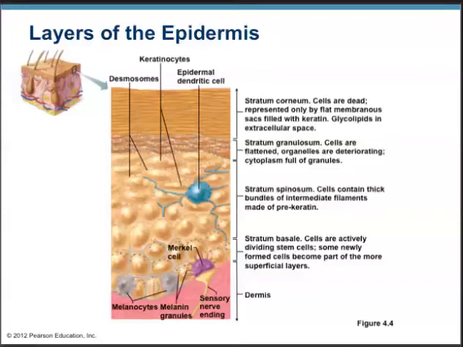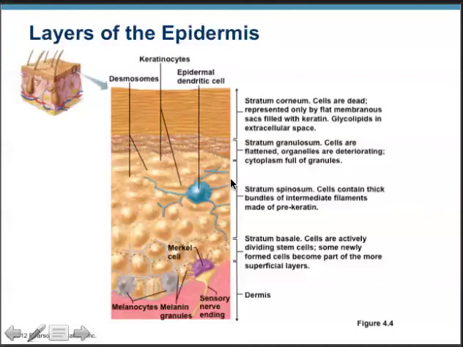This is the different layers of the epidermis. You can see here the stratum basale, the germinal layer of the skin containing the melanocytes, the Merkel cells, and constantly regenerating the layers of skin above it. The spinosum, which contains thick bundles of intermediate filaments made up of pre-keratin, and the cells are beginning to take on that spiny appearance.